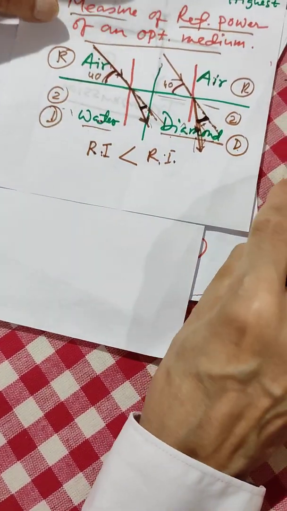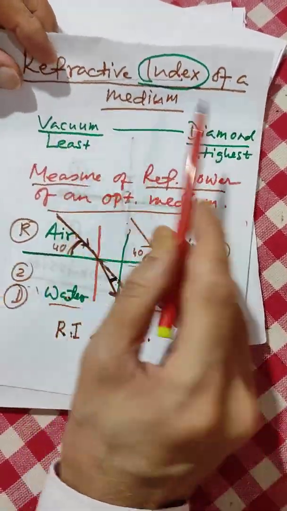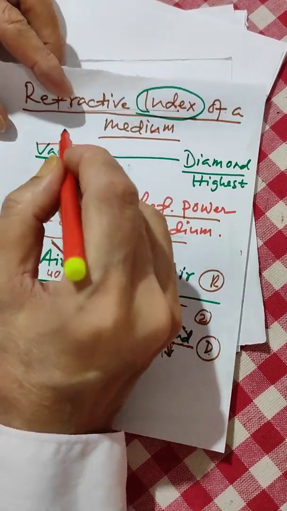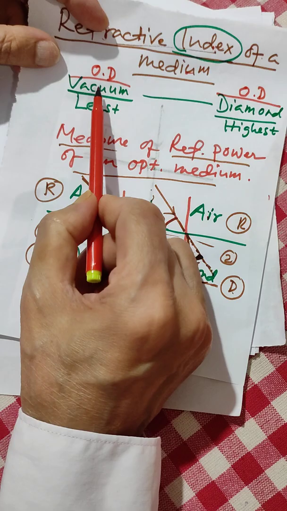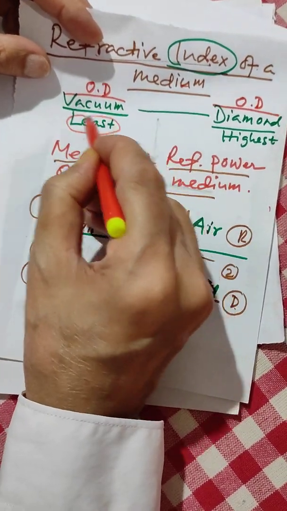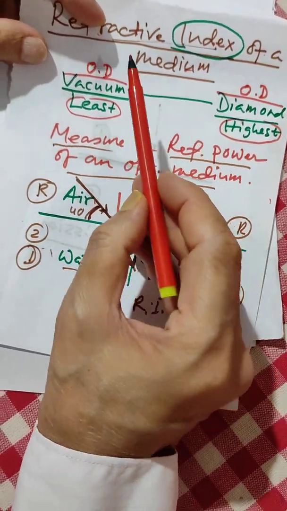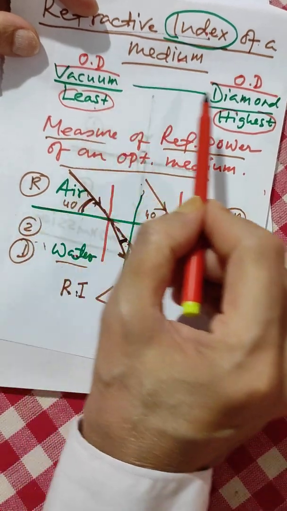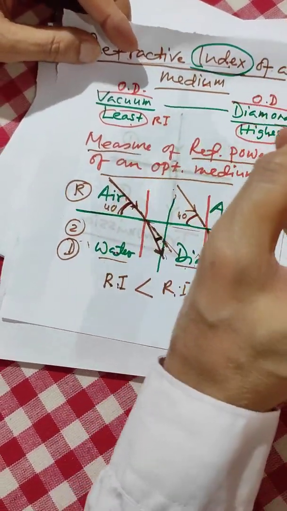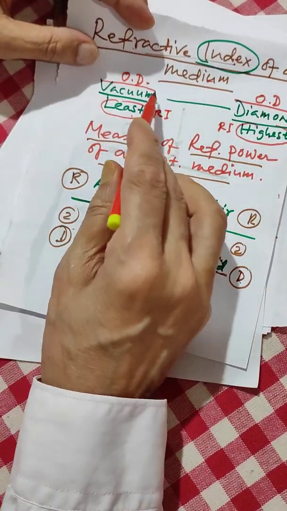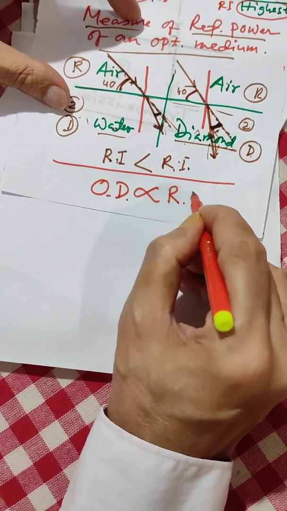I follow? Okay, now you see, if you compare vacuum to diamond, in the previous discussion we saw vacuum has the smallest optical density and diamond has the largest optical density. So you see, the optical density of vacuum is least, the optical density of diamond is highest. Again, the refractive index of vacuum is least, the refractive index of diamond is highest. So you see, optical density and refractive index are directly related. So this is a very important relation. The optical density of a medium is directly related to the refractive index of the medium.